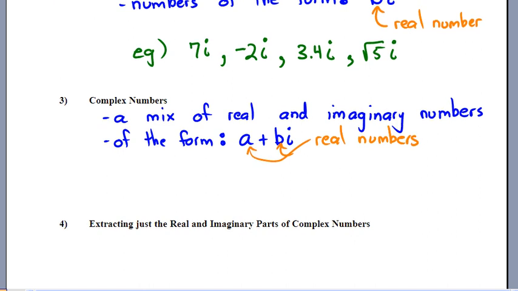So here, an example or two of some complex numbers. It could be maybe negative 5 for the A plus 2I. That's a complex number. Or here's another one. How about 4 plus 3I? Yeah, another perfectly fine complex number.